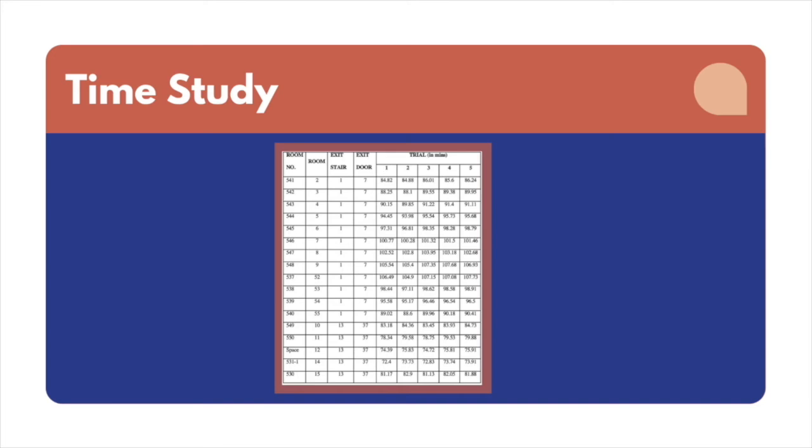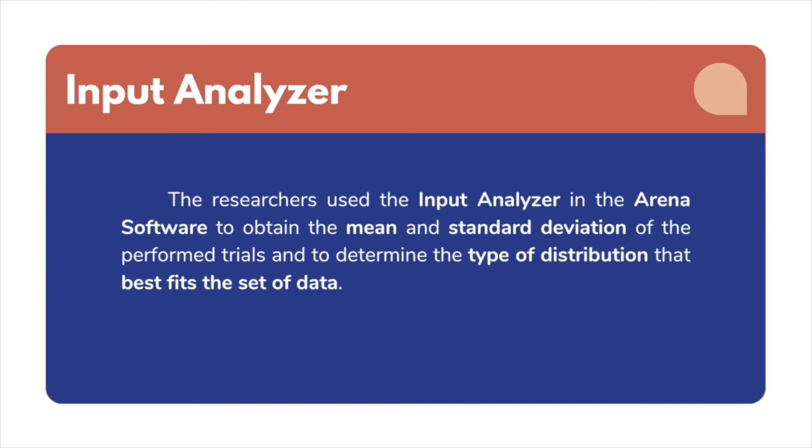The table shows the recorded time per trial as well as the mean and standard deviation computed for each room towards the exit door of a part of the fifth floor. The time study recorded for the other floors will be seen in Appendix J. As previously mentioned, the researchers used the input analyzer in the Arena software to obtain the mean and standard deviation of the performed trials and to determine the type of distribution that best fits the set of data.